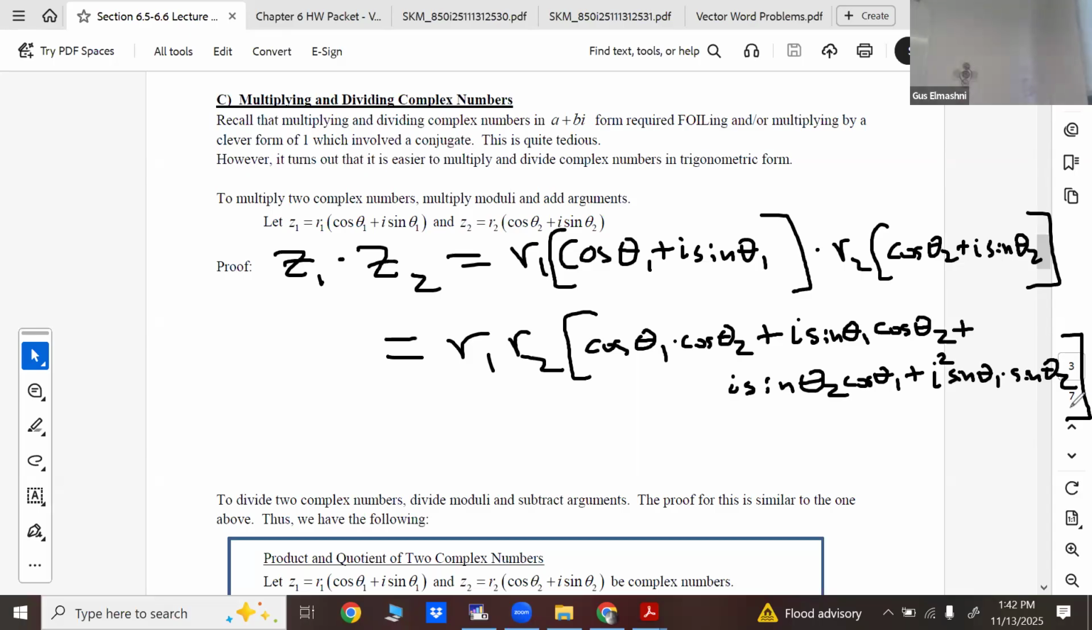So you guys saw I foiled, right? Cosine theta 1 with cosine theta 2. i sine theta 1 with i sine theta 2, which is i squared. What's i squared, by the way? Negative 1. i sine theta 1 cosine theta 2. i sine theta 2 cosine theta 1. Cool. Good. Okay. All right.